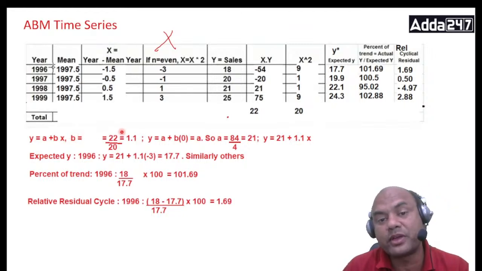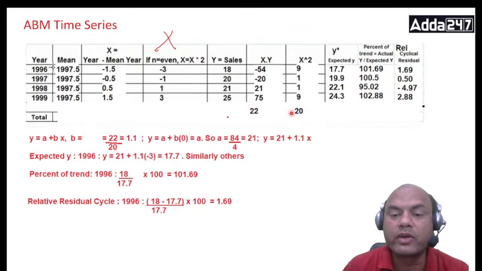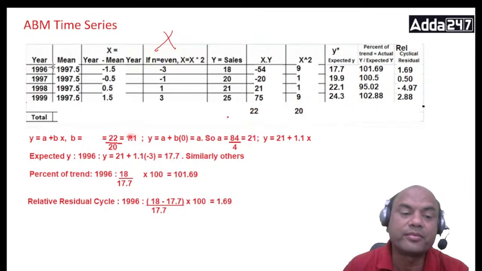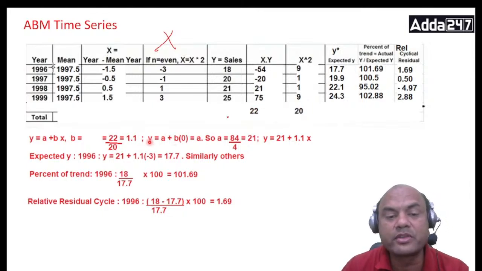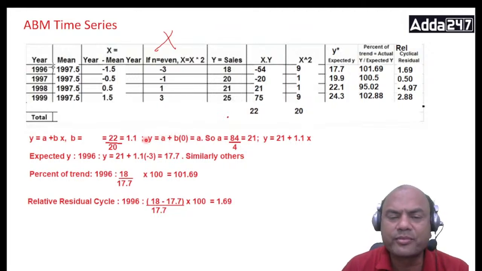B is summation xy upon summation x square, right? So 22 upon 20, same problem as earlier. So it is 1.1. What is A then? For A, we have already found this out because A is Y bar. We have seen this, na? So what is Y bar? 84, this is your total of Y, right? 84 upon 4, so it is 21. So A is 21.